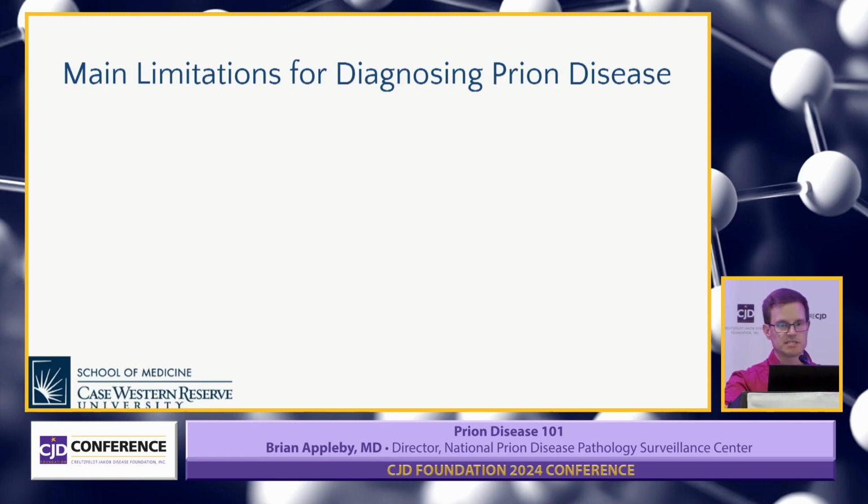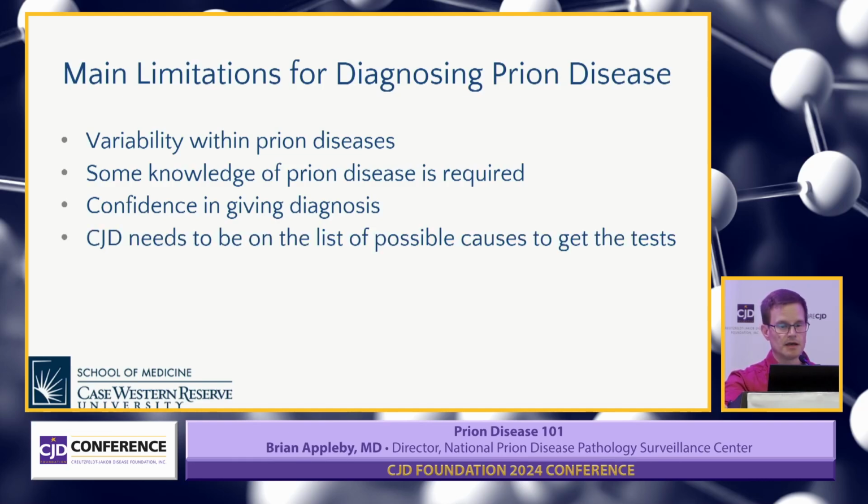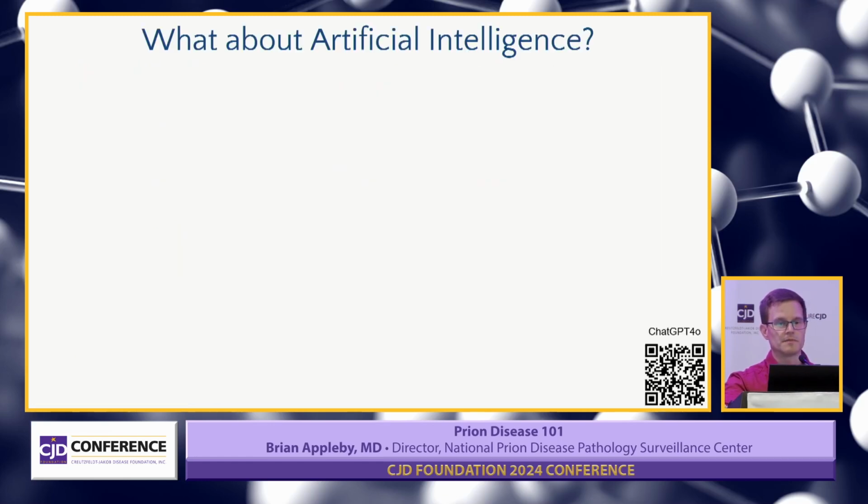There are some limitations to diagnosing prion disease, variability in how it presents. Some knowledge of prion disease is required no matter what. The confidence in giving the diagnosis is a huge one, although I think better than what it had been. CJD needs to be on the list of possible causes in order to order the right test, with the exception of the MRI, which I see a lot more cases being diagnosed because the MRI is positive, not because the clinician thinks it's CJD by symptoms alone.